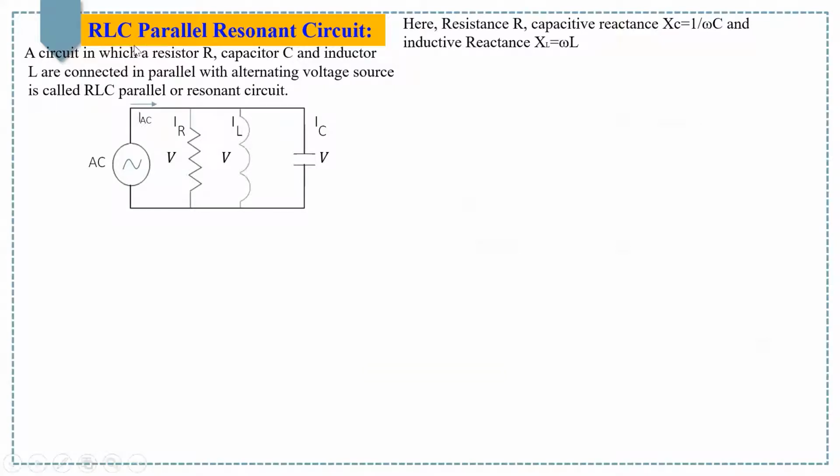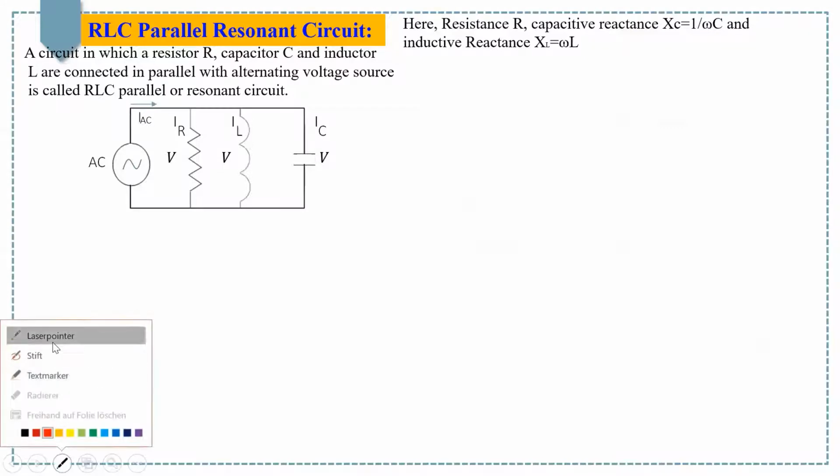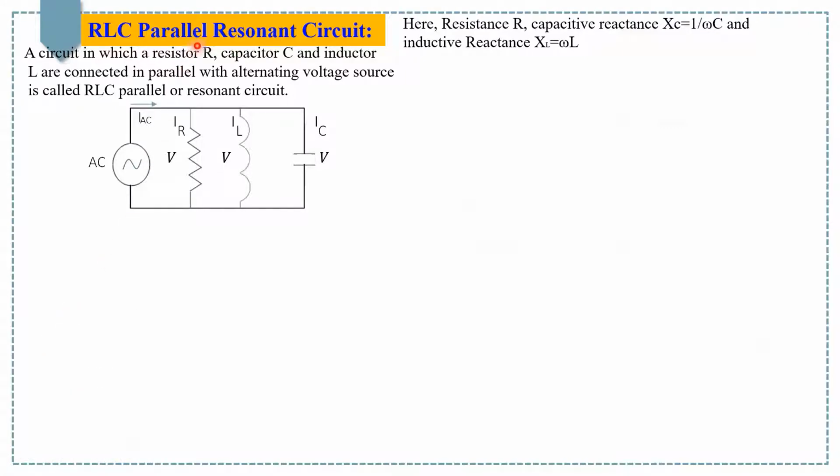In the last lecture, we have discussed about the RLC series circuit. The link of that lecture is given in the description below. In this lecture, we are going to discuss about the RLC parallel circuit, in which the resistor R, capacitor C, and inductor L are connected in parallel with alternating voltage source.